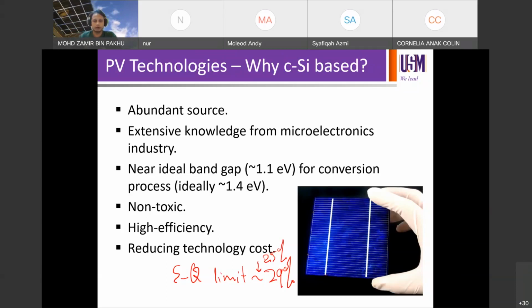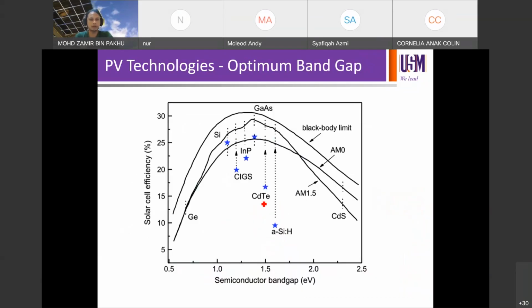And as a result of the gradual increase in efficiency, if you can recall, US dollar per watt decreases, so it reduces technology costs. So this is the Shockley-Queisser limit that I told you. You can check it out again.